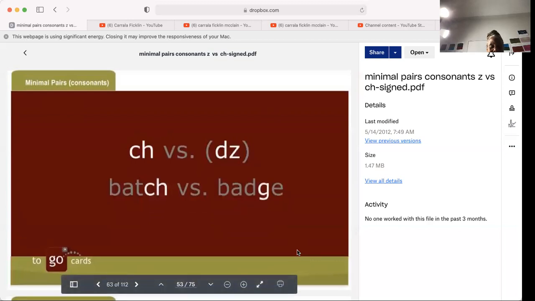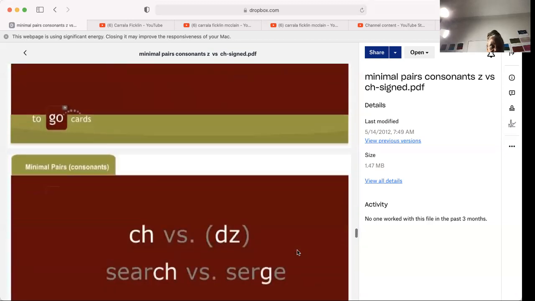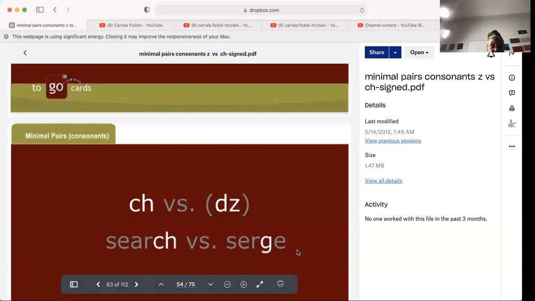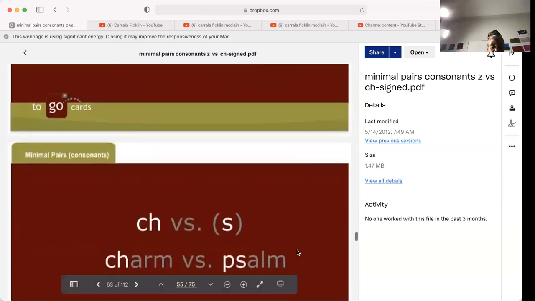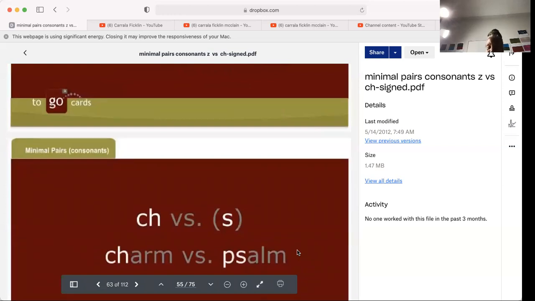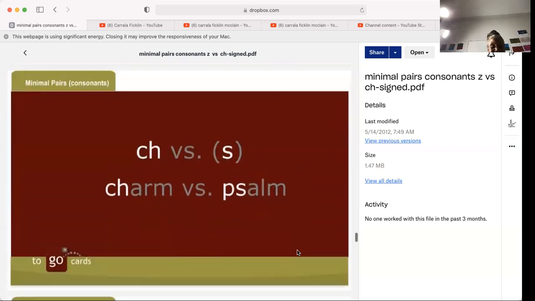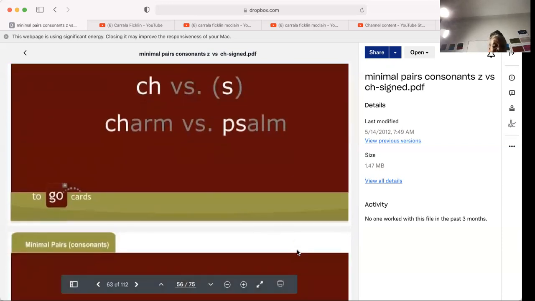Batch, badge. Search, surge. And now we're looking at the CH versus the S. Charm, some, nah. Because that R doesn't sound like an L. That's not too hard, just the P is silent.